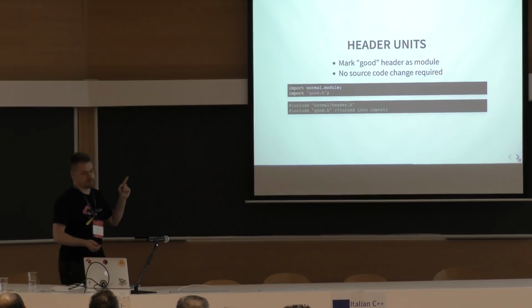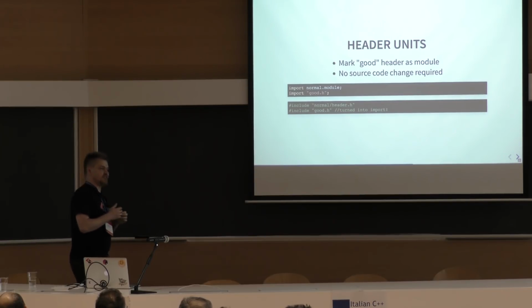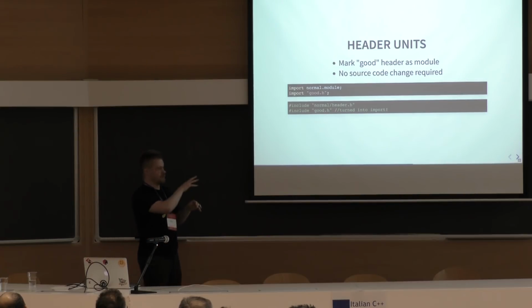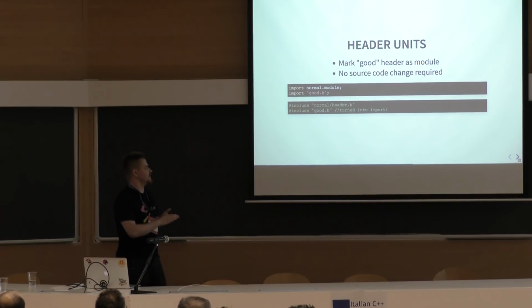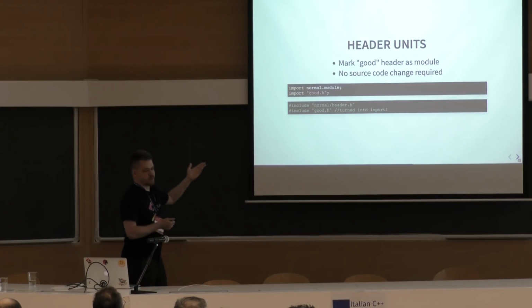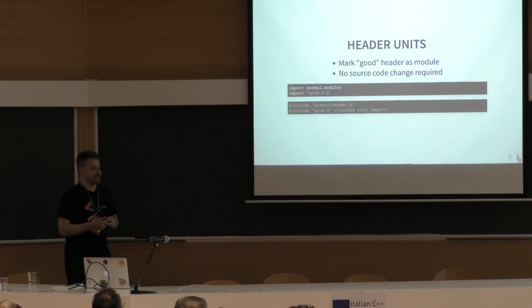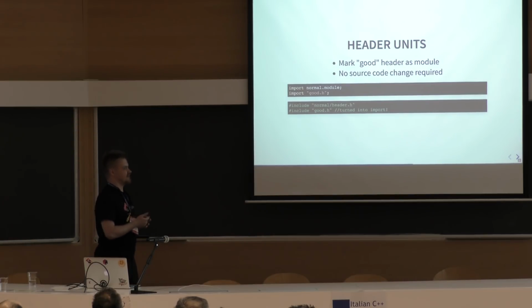And upon seeing this, the compiler will avoid using the preprocessor to include this good.h, and it would just treat it as if it was an import declaration here and just load a module. Yeah, and as you probably might guess, a lot of things could go wrong if your good.h was not so good and dependent on some macros. Your source code behavior might silently change.